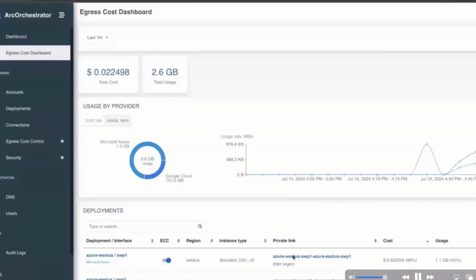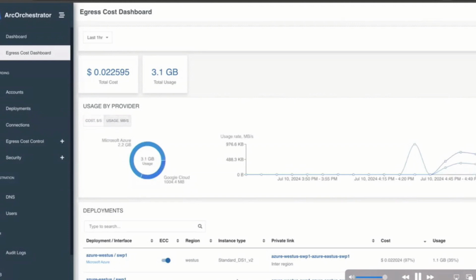So almost 2.6 gigabytes has been transferred. We will be going to almost 3.2 gigabytes. So see, the cost has not increased for the second transaction here. This usage increases, but the cost is not increasing.